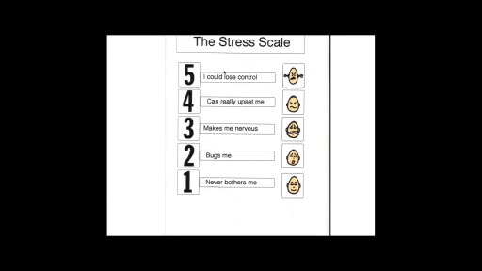A 5 means I can lose control and I really need a break. A 4 might mean that it can really upset me, but I can still use this tool to get through it. Or 3, it might make me nervous, or it might bug me a little, or 1, it doesn't bother me at all and I'm just fine.